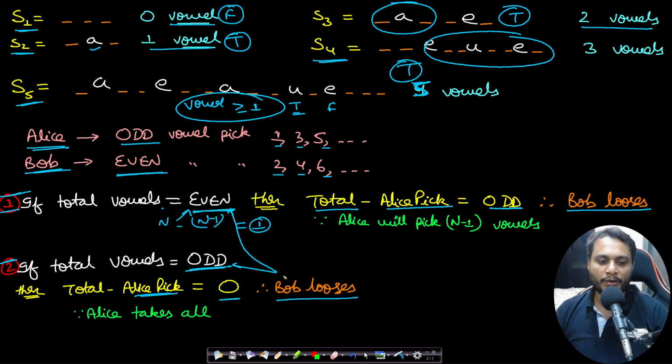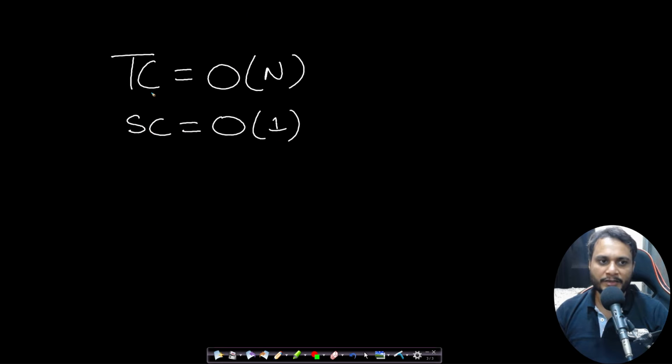But Bob will only win when there are no vowels, so you start with a string with no vowel and Alice has to start to pick. So Alice cannot pick anything and Alice will lose, right? So this problem is all about finding if your string has at least one vowel. And so we will be parsing the entire string, and therefore the time complexity is order of n, space complexity will be order of 1. Let's now look at the code.